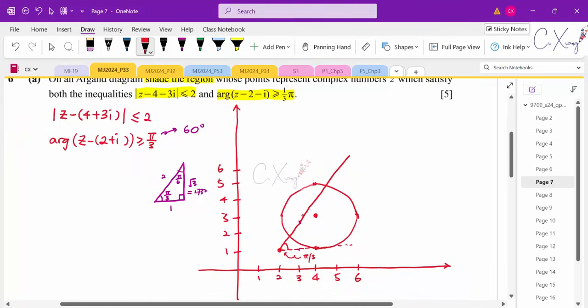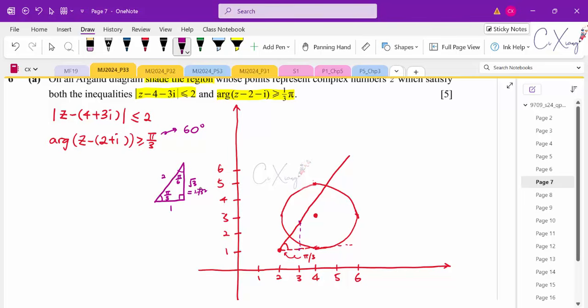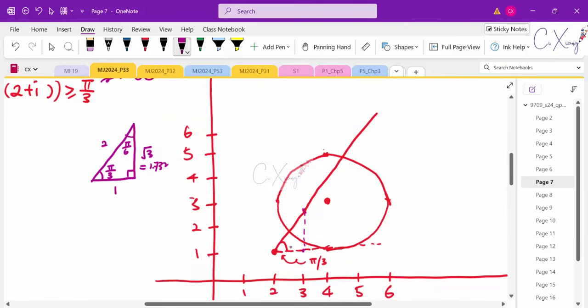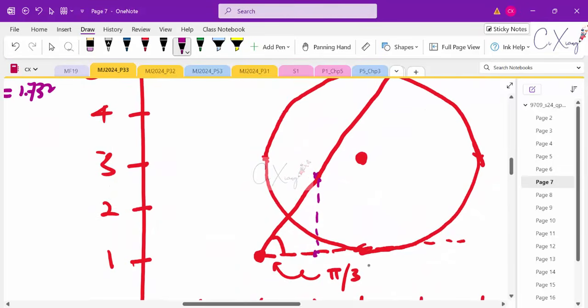Okay, then after that, you can see there's an invisible triangle here, where the bottom part is 1 unit and the vertical line is root 3 or 1.7 something. Okay, right. And now they want us to sketch the area where the angle is more than pi over 3. So where's the angle for more than pi over 3? So again, I enlarge it one more time.